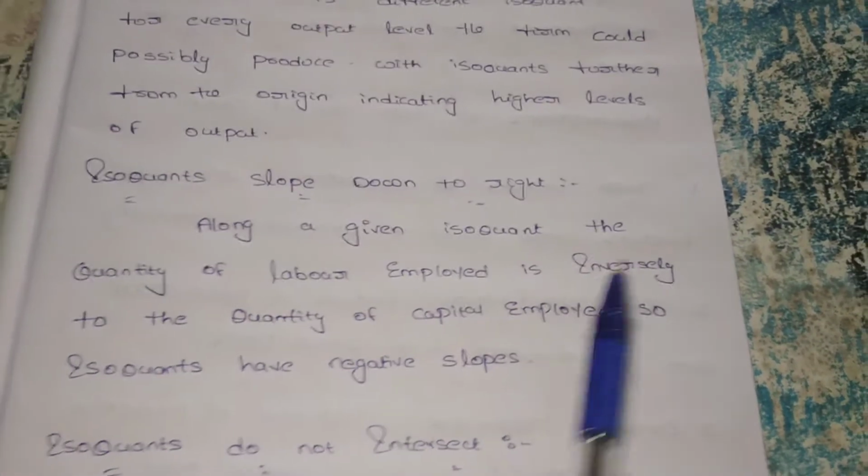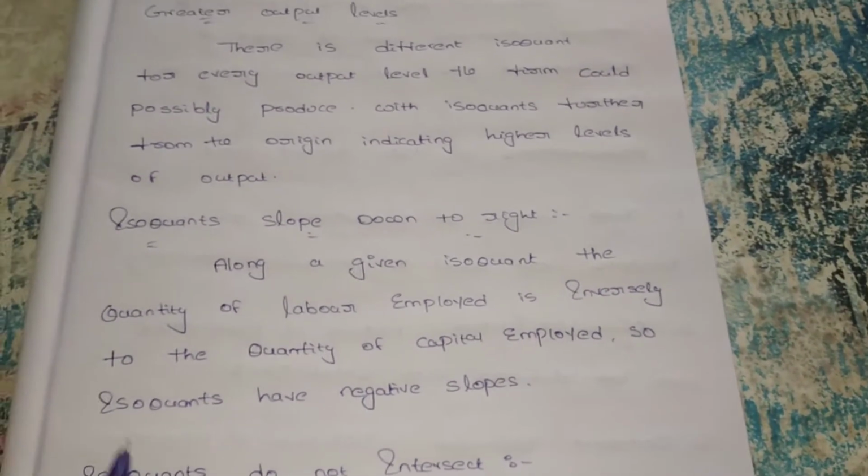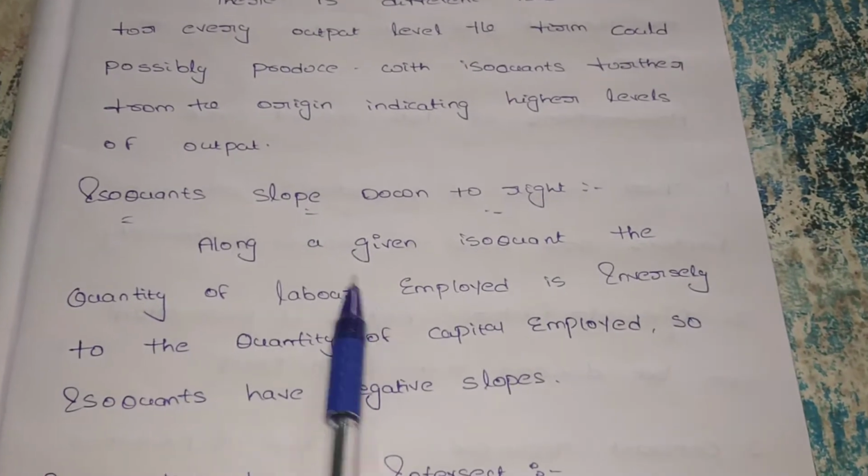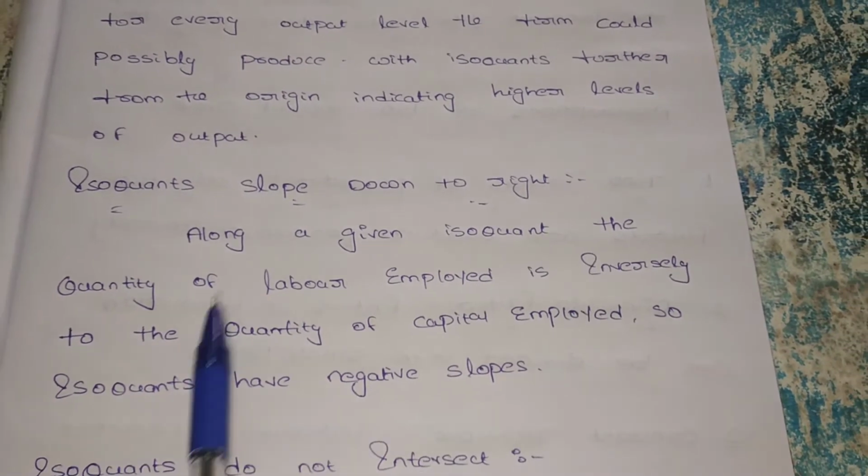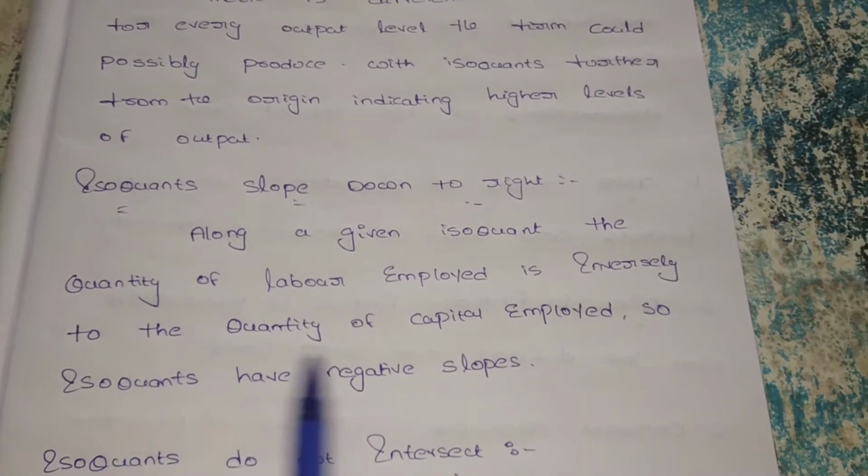An isoquant slopes down to the right. Already we discussed it slopes downward to the right. Along a given isoquant, the quantity of labor employed is inversely related to the quantity of capital.